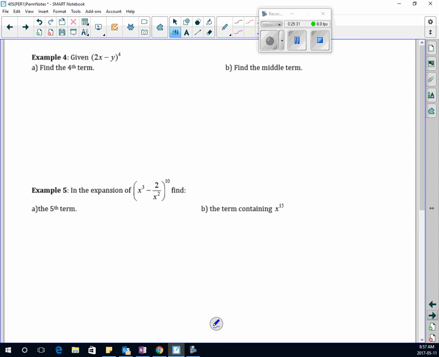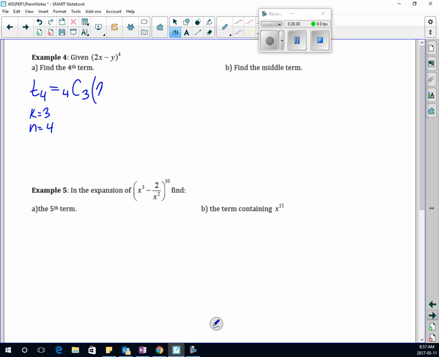Okay, let's try to find the fourth term. So T4, what is K going to equal then? 3. What does N equal this time? 4. How many terms does this expansion have? 5. Okay, so the fourth term is equal to NCK. So it's going to be 4C3. Everybody good with where I'm getting this from?